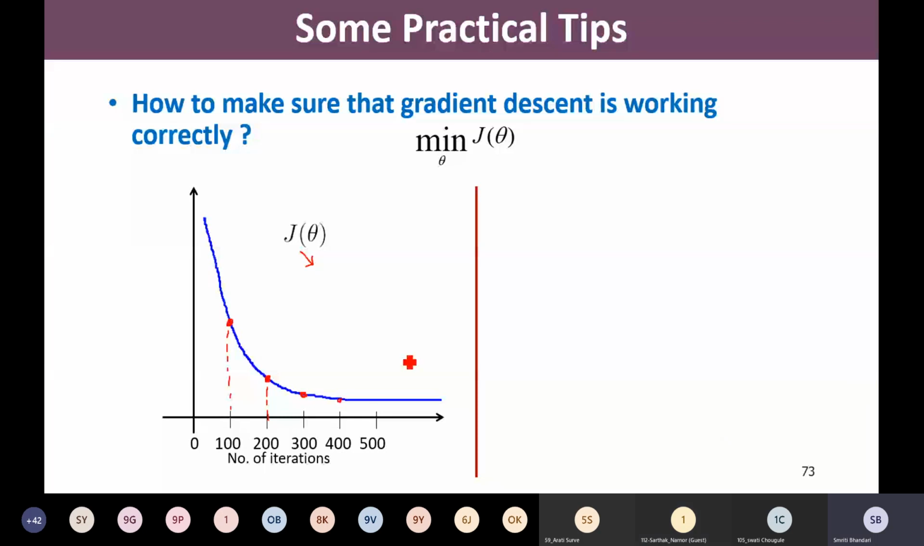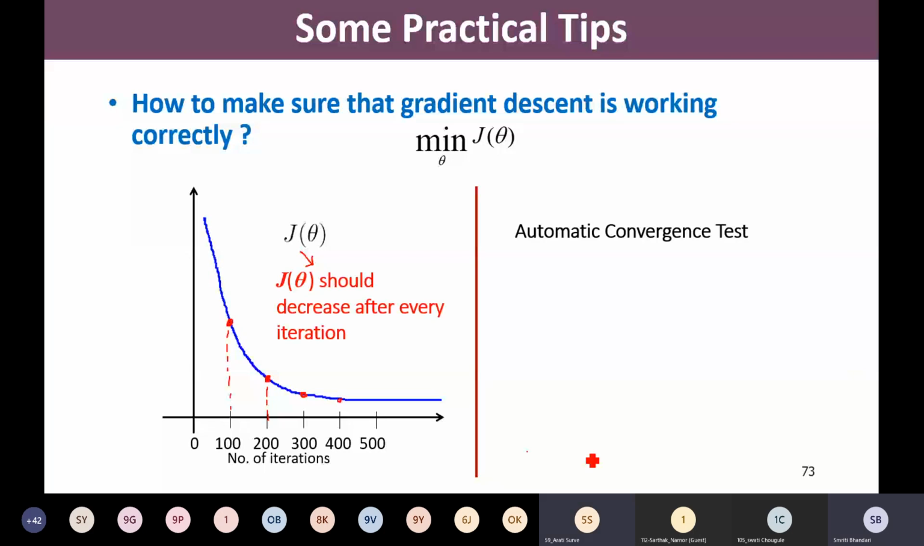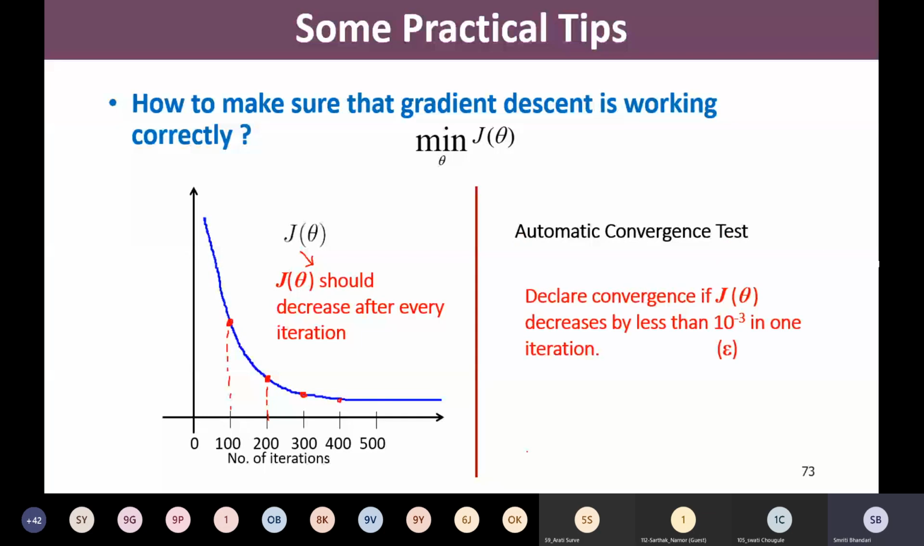So this is one trick to understand whether our gradient descent is working correctly or not. Now I have one more, and that is called the automatic convergence test. No doubt we are observing the value of g of theta after every iteration. We are going to observe this value of g of theta after every iteration.